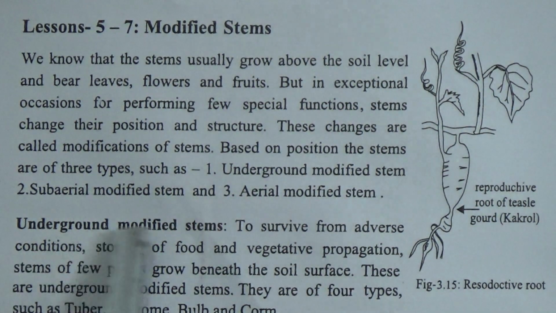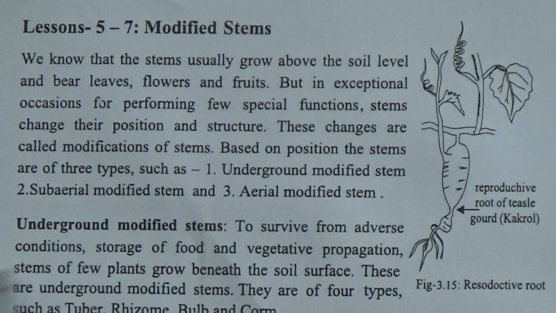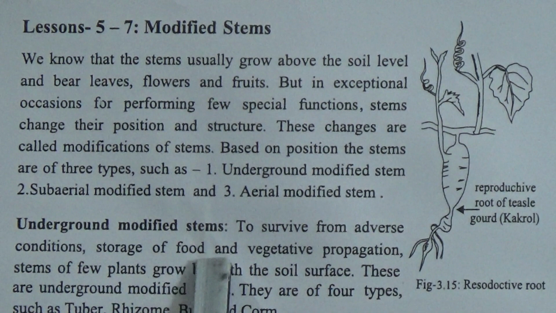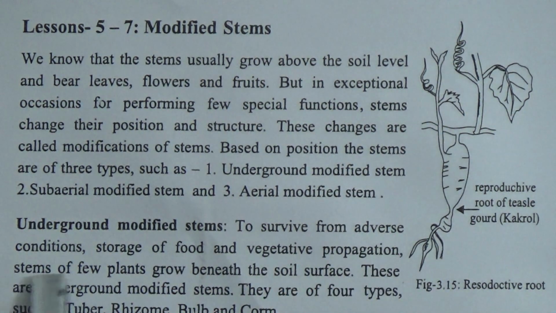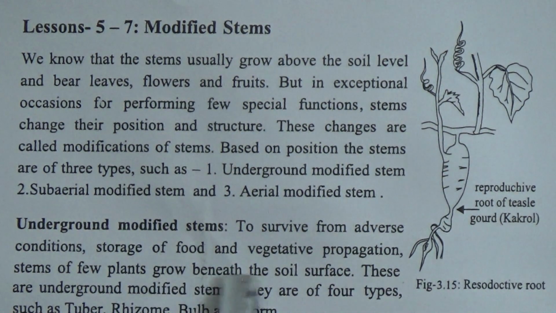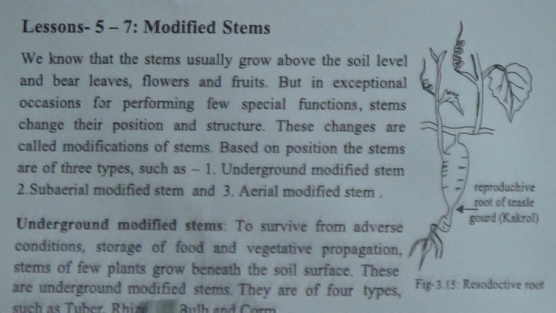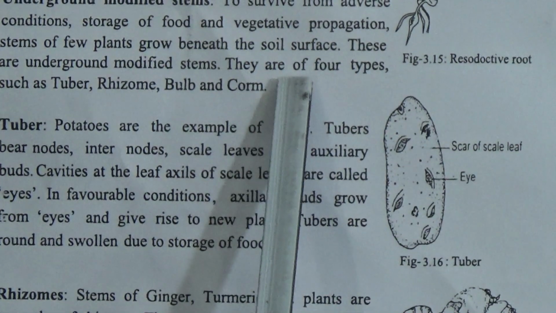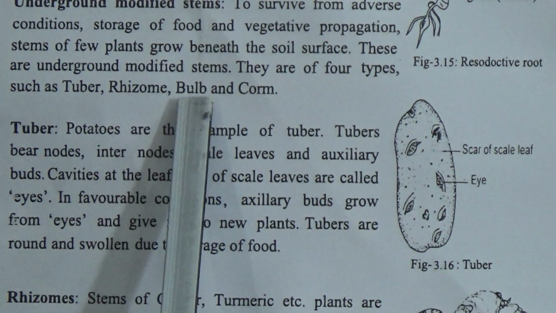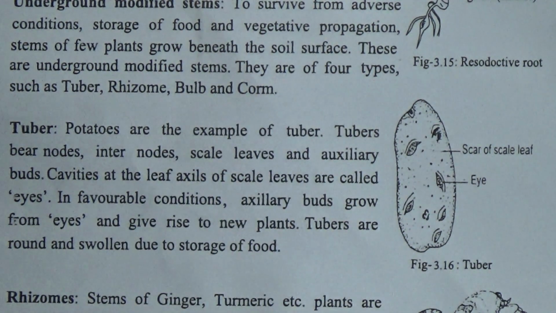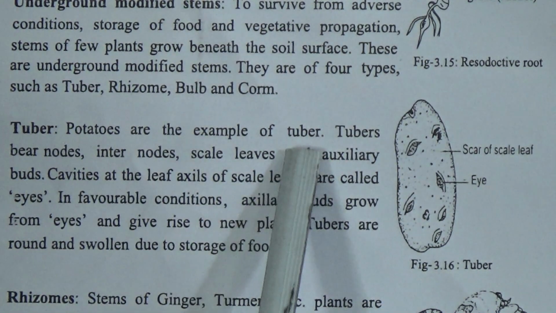Now, underground modified stems. To survive adverse conditions, for storage of food and vegetative propagation, stems of a few plants grow beneath the soil surface. These are underground modified stems. They are of 4 types: tuber, rhizome, bulb and corm. Tuber. Potatoes are an example of tuber.